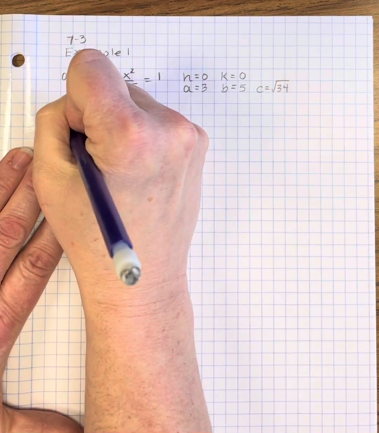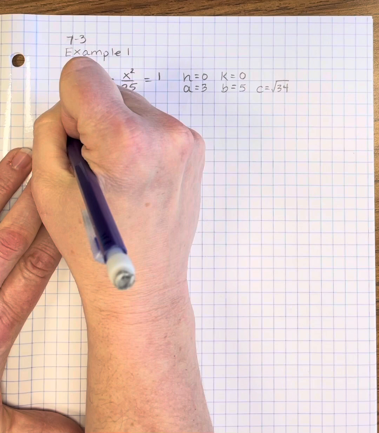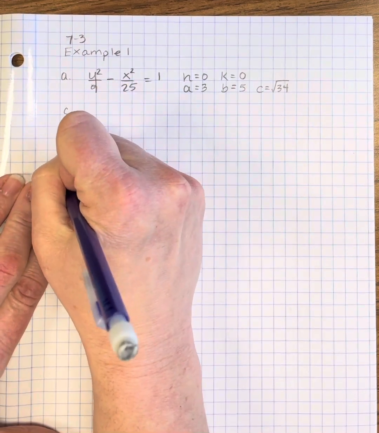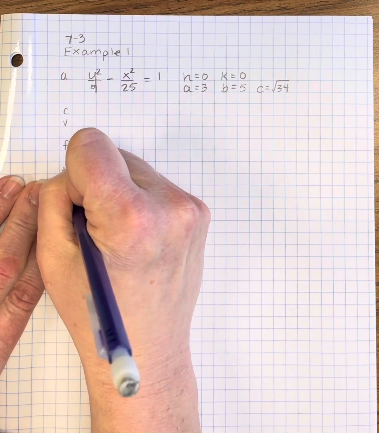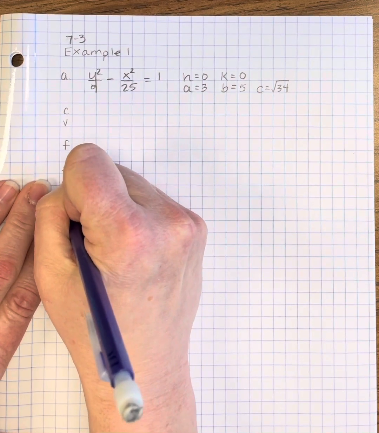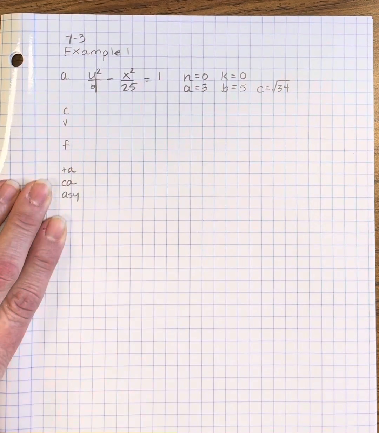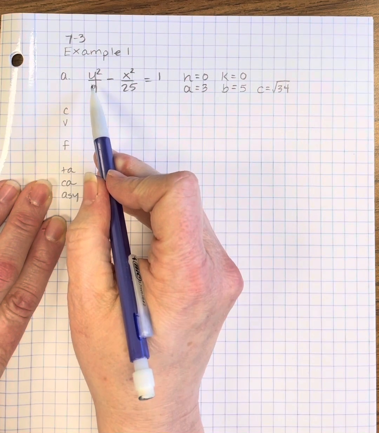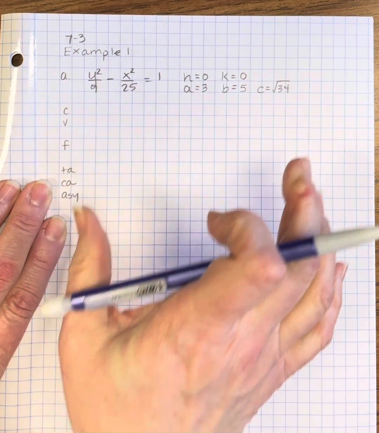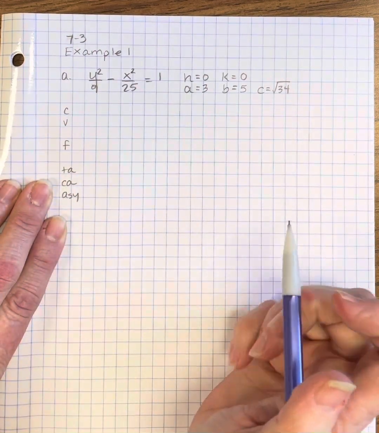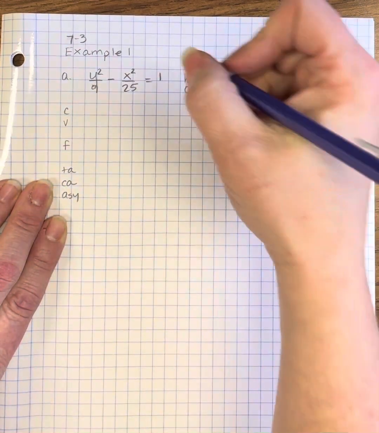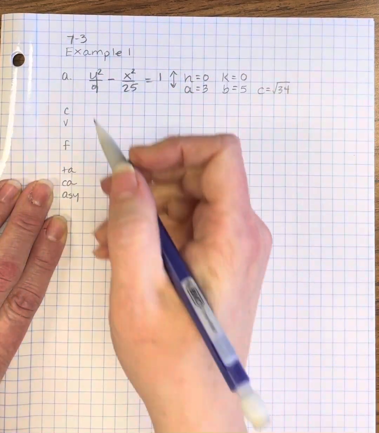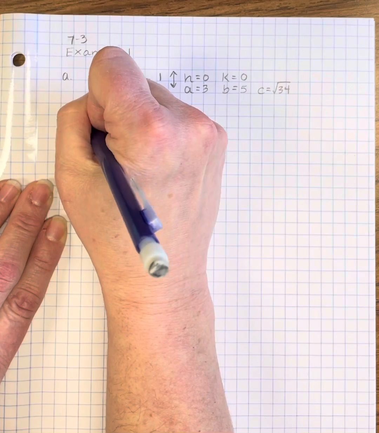So to graph, I need my center, my vertices, my foci, my transverse axis, my conjugate axis, and my asymptotes. If my y squared is first, this means that this is going to be going vertically, so this is going to be going up and down. My center is at h, k, so my center is at 0, 0.